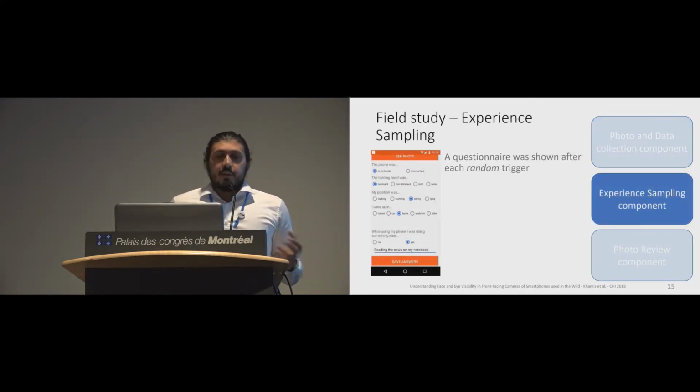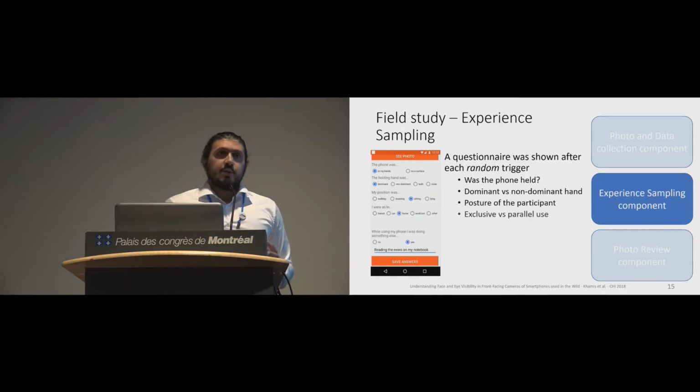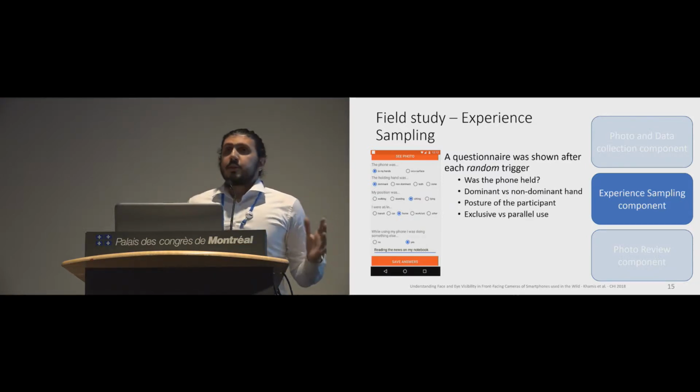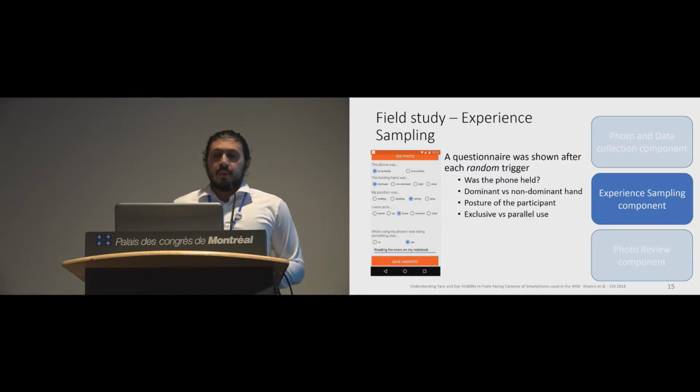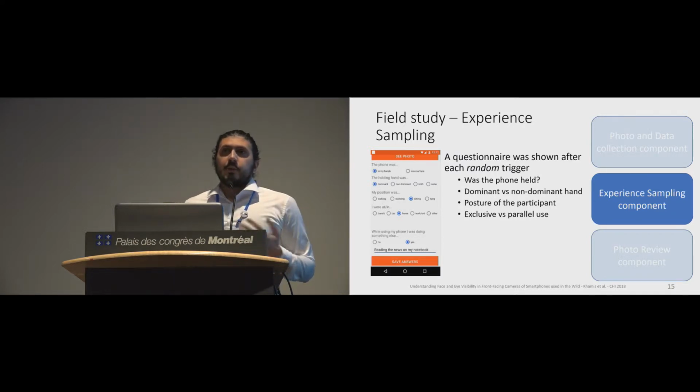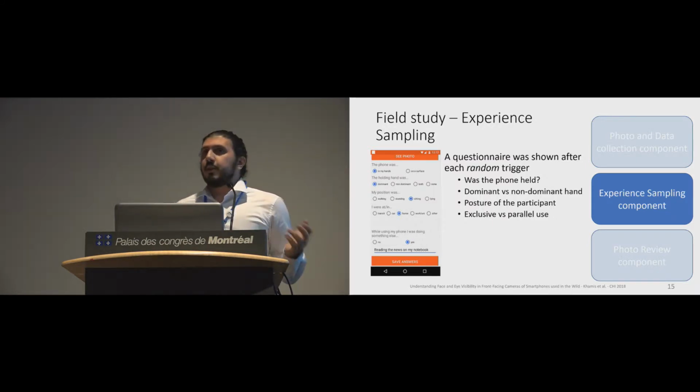And then we had an experience sampling component. So basically a questionnaire was shown after each of the 6 random triggers that I spoke about earlier. And here we asked things like how was the phone held? Was it held by the dominant or non-dominant hand? Was it held by both hands, or was it on a surface? What was the posture of the participant? Was the participant lying in bed? Was the participant walking, sitting? And whether the phone was being used exclusively or if it was used in parallel while doing something else.